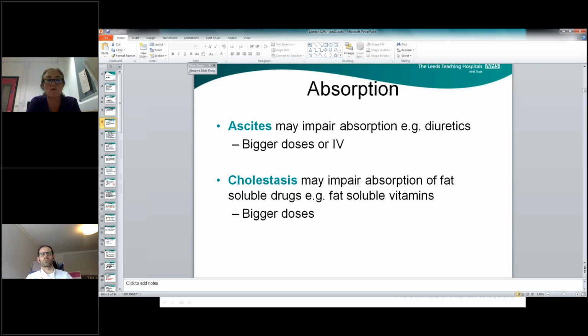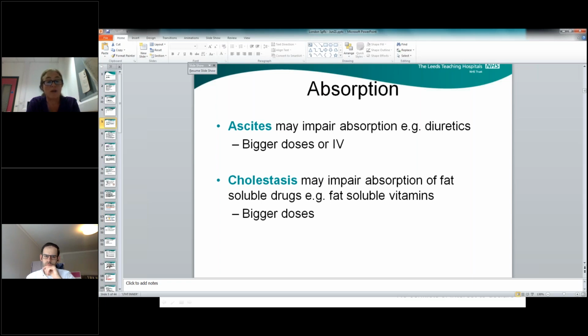Some of this is very anecdotal, and it's from our experience of managing liver patients rather than what's written in any textbooks. So ascites, for example: we know that when we give frusemide orally to a patient with really bad ascites, they don't seem to have a diuresis. But when we give it IV, they do. So anecdotally, we know that ascites can impair absorption, certainly of diuretics, and therefore probably of other things. And I suspect that's just because the gut gets boggy as part of the ascitic picture.